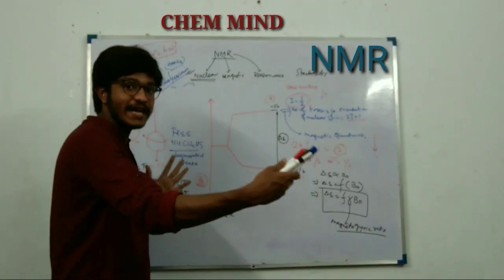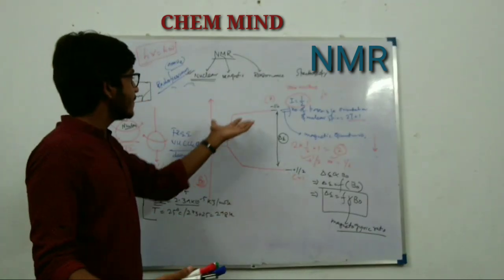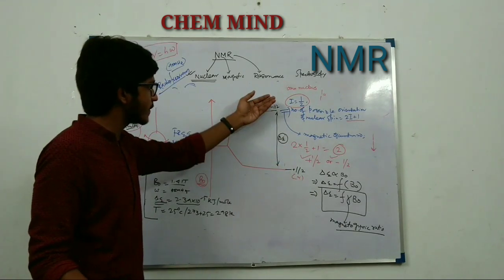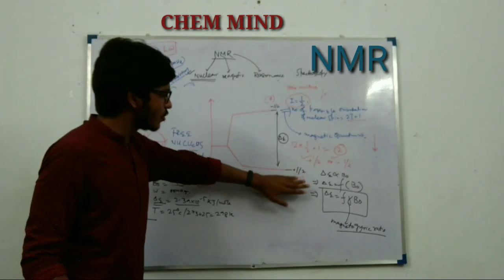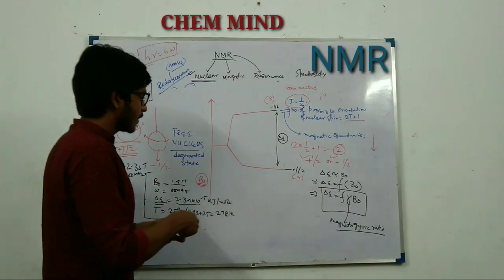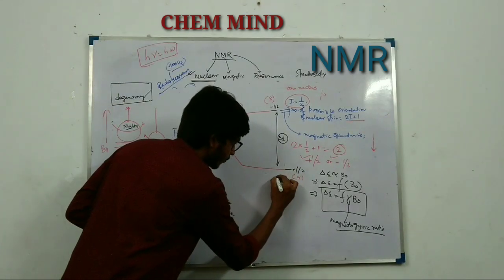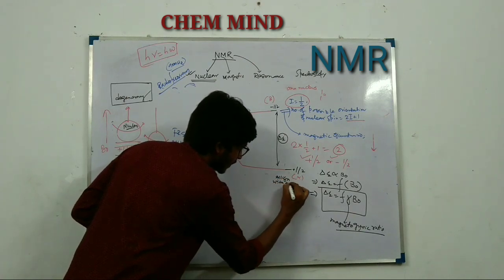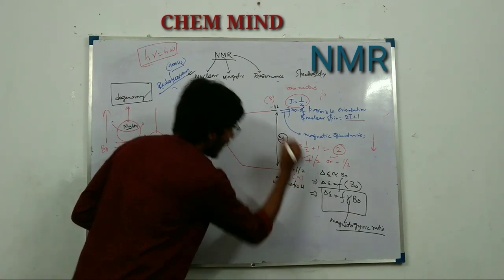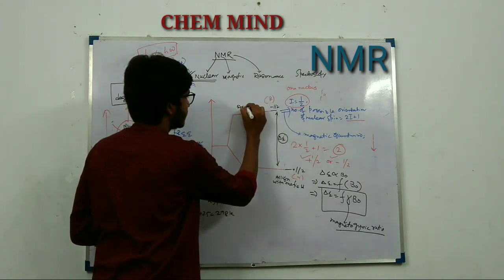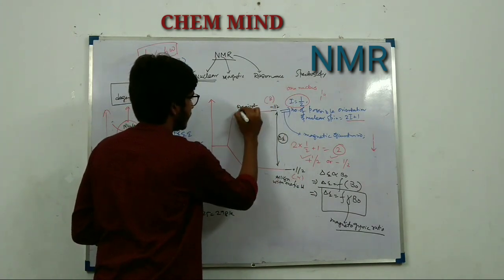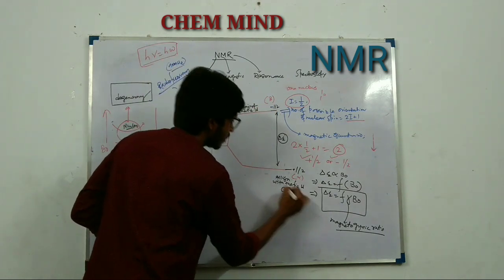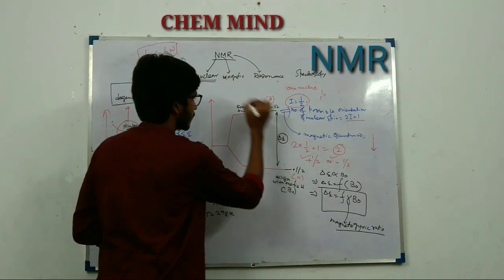Up to this point we have an idea of how the spinning occurs when we put an external magnetic field, and that there is production of two states, one alpha and another beta. Alpha is the lower energy state, aligned with the field, and beta is against the field. Against the field means B naught, and here is also B naught.